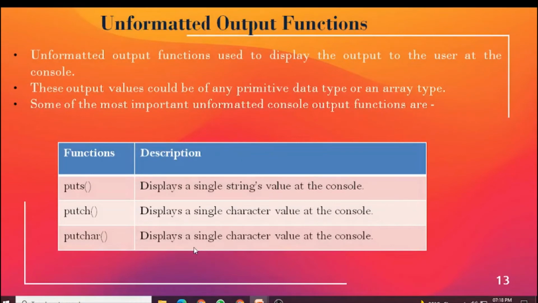Unformatted output functions. Like the unformatted input functions, unformatted output functions are used to display the output to the user at the console. These output values could be of any primitive data type or the array type. Some of the unformatted output functions are puts, putch, putchar. puts displays a single string's value at the console, that means at the monitor.